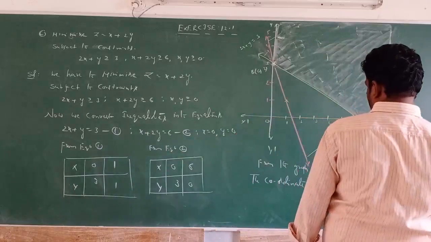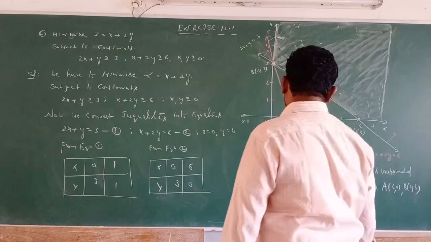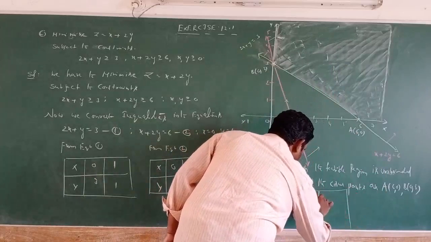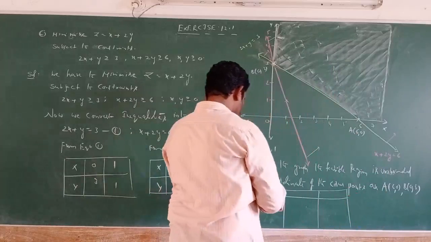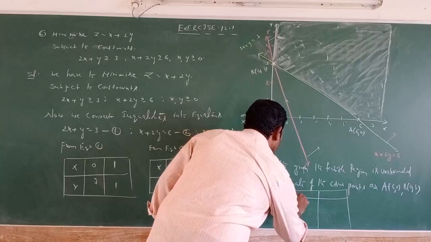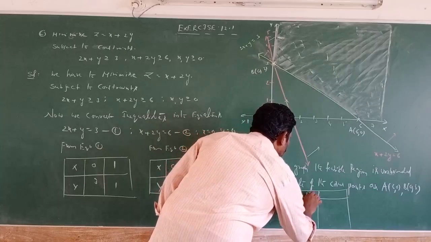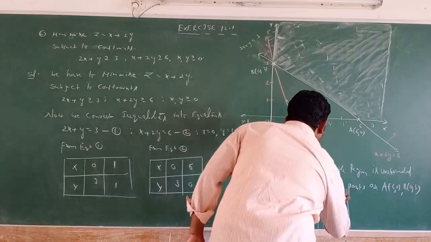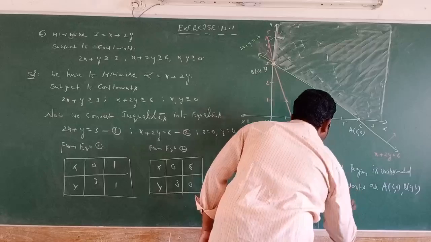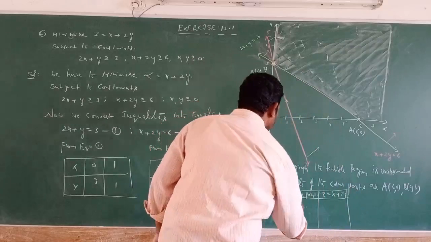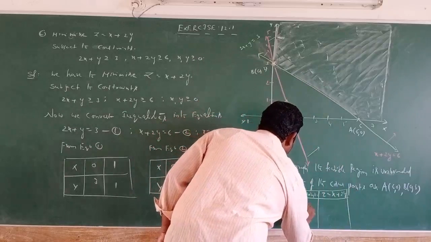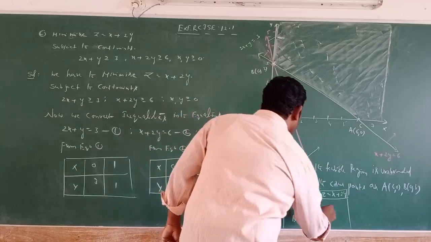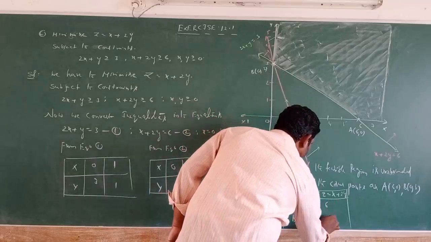Now if you want to construct the table, which table do we have to construct? The corner point table. Corner points, Z is equal to x plus 2y. So the first points we get are A of 6, 0 and B of 0, 3. At 6, 0 the value is 6, and at 0, 3 the value is also 6.